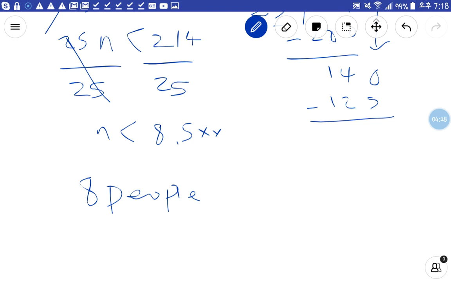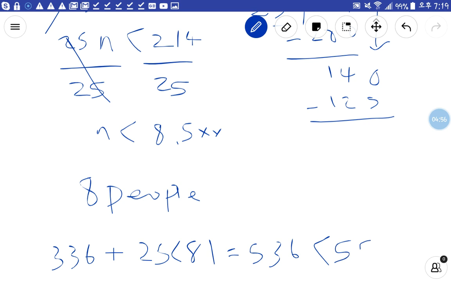Okay? So please check it. Is this answer reasonable? What was our original question? The original question states that the total of equipment plus 25 pounds of food per person is less than 550. So let's plug this number into the inequality which we set up. So 336 plus 25 times 8. That is 536, which is less than 550. That makes sense, right? So you can say that your answer is reasonable.